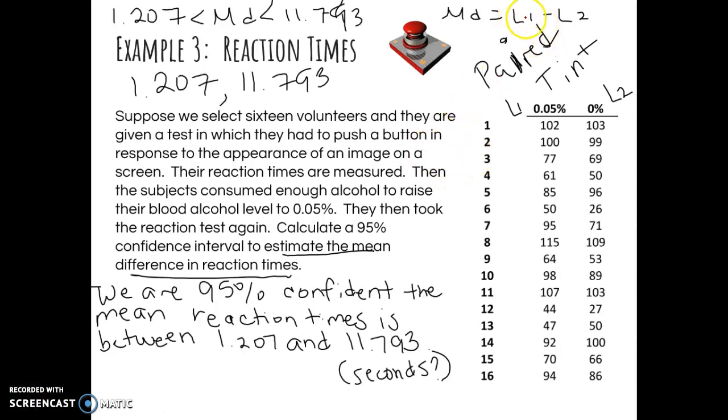Okay, for L3, I did L1 minus L2, the after minus the before. So we're 95% confident the mean difference in reaction times is between 1.207 and 11.793. And I missed a word here that should say the difference in reaction times. And because they're both positive, it implies that the mean difference is greater than 0.